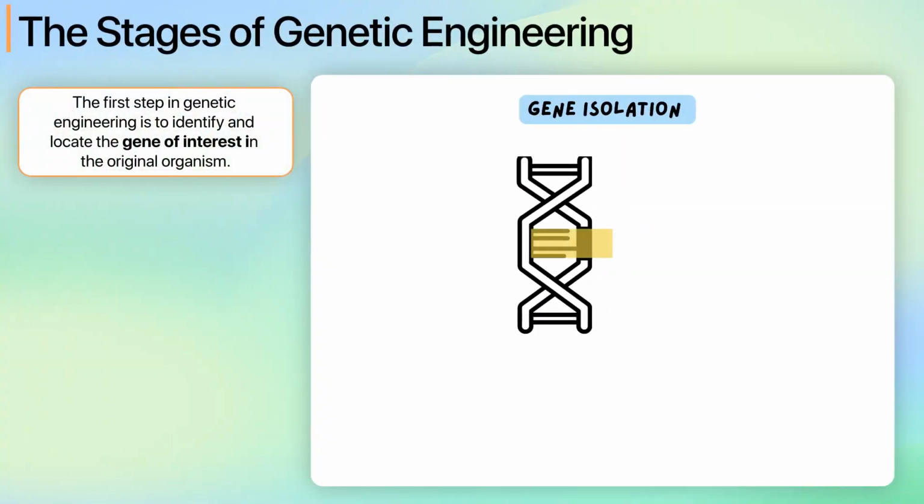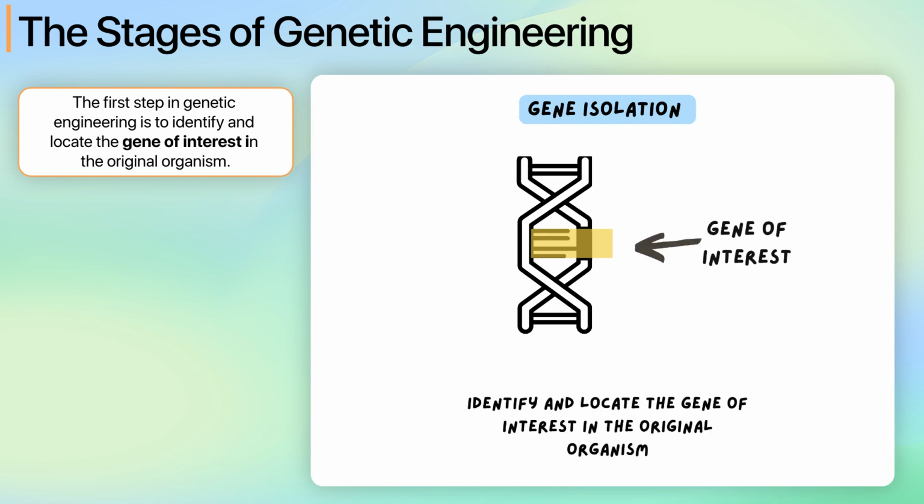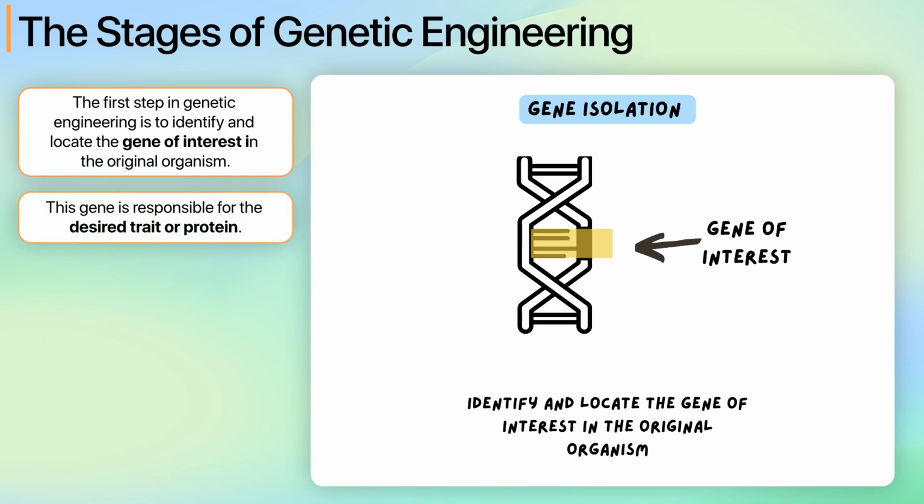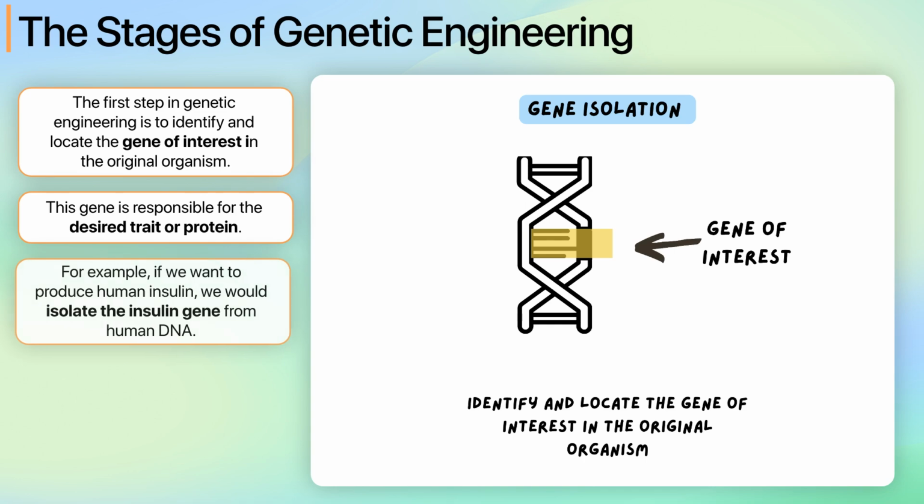The first step in genetic engineering is to identify and locate the gene of interest in the original organism. This gene is responsible for the desired trait or protein. For example, if we want to produce human insulin, we would isolate the insulin gene from human DNA.